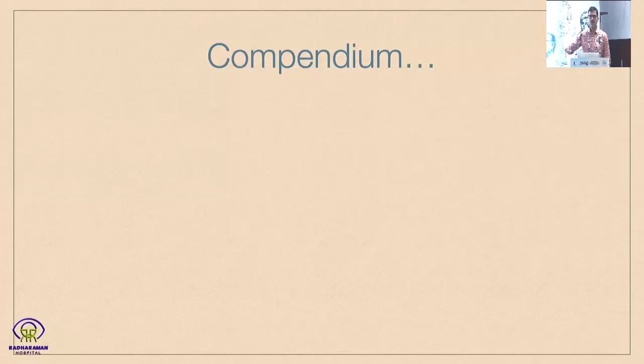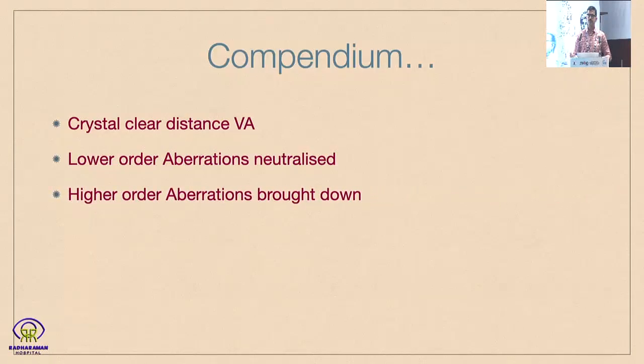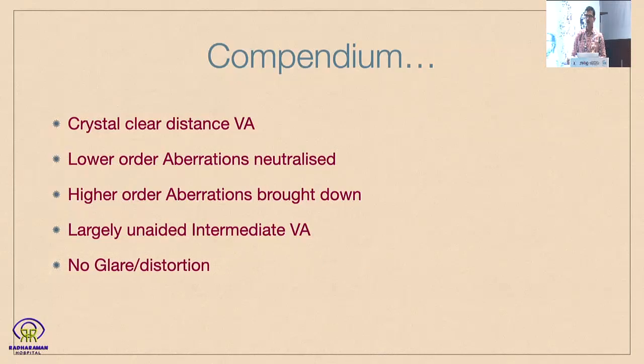So to compensate all that, my requirements are: I require a crystal clear, undeterred distance visual acuity. I require lower order aberrations to be neutralized so that the quality would be enhanced. The higher order aberrations to be brought down as minimal as possible. See how the higher order aberrations are doing in my eyes. I need a largely unaided intermediate visual acuity and no glare and distortion. Near comes secondary. These are my requirements.